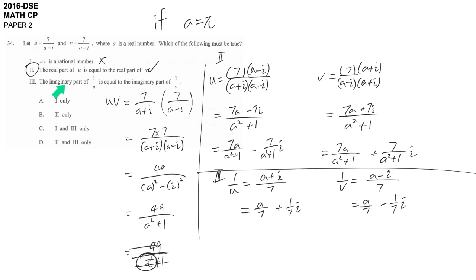They are talking about the imaginary part. The imaginary part here is positive 1 over 7. However, the imaginary part of 1 over V is negative 1 over 7. So they're not equal. The last statement is wrong. Only B is correct.